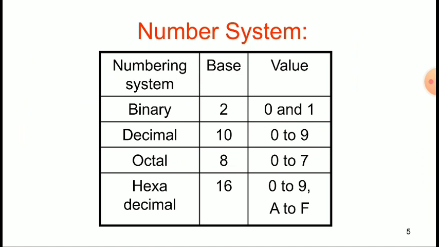Next are the number systems. First column is the number system, second is the base, and third is the value. First, binary number system. Base is 2, that means two values, 0 and 1. Next is the decimal number system. Base is 10, the value is 0 to 9, that means 10 numbers. Octal means base is 8, 0 to 7, that means 8 values.